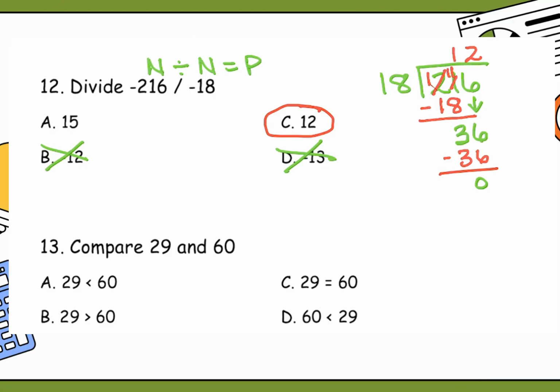Question 13, we're comparing two positive numbers. We have a positive 29 being compared to a positive 60. And we know that 60 is larger than 29. So the answer here is letter A as in apple.